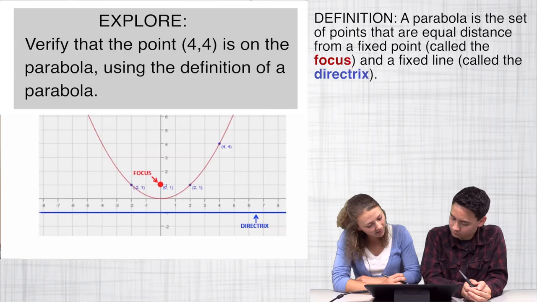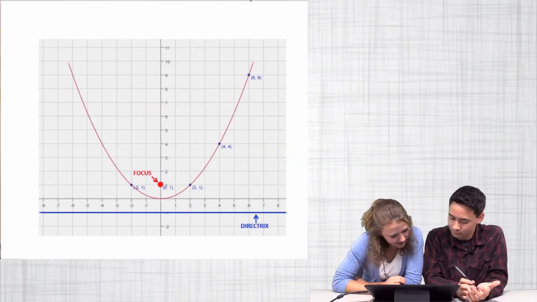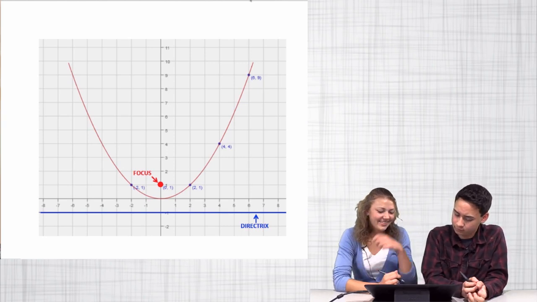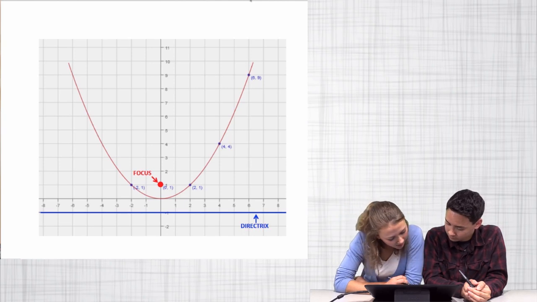In this episode, Sasha and Keoni verify that the point (4, 4) is the same distance from the focus as it is from the directrix. I'd like you to go to the point (4, 4) and use the definition of a parabola to justify why it's on the parabola.